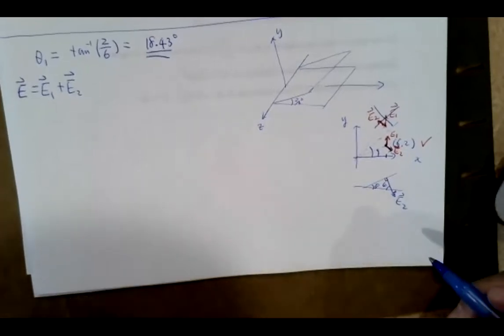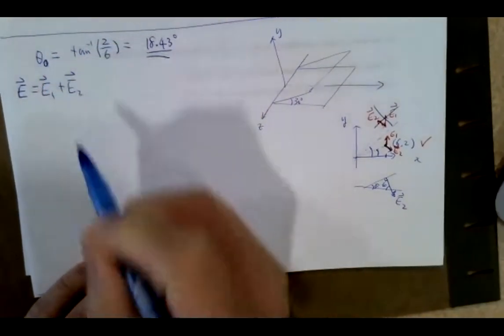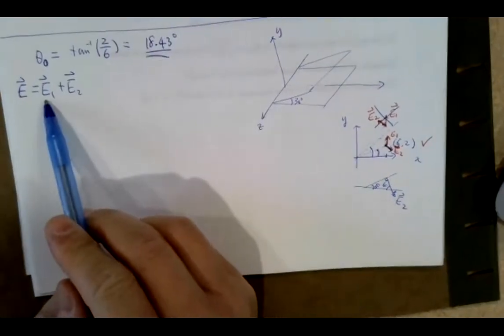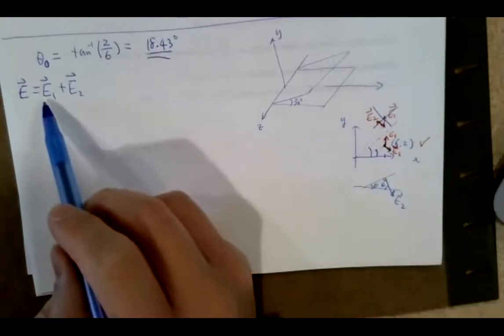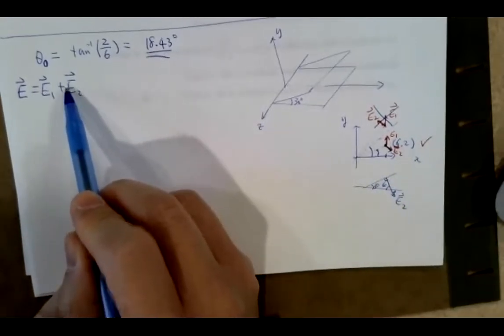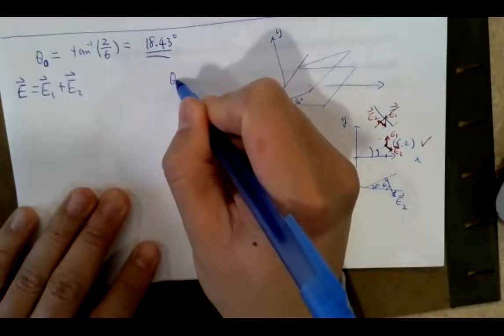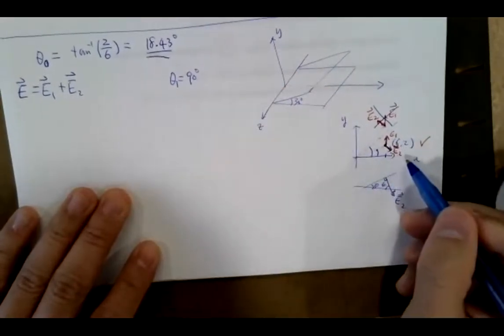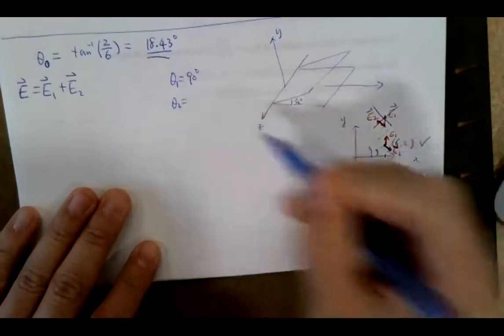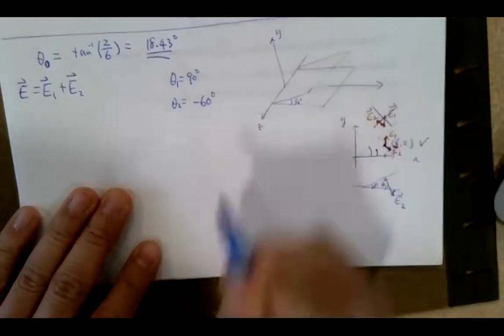Or maybe I should call this sigma 0. So then I can assign sigma 1 and theta 1 to E1, and sigma 2 and theta 2 to E2. Theta 1 is 90 degrees, the angle E1 makes with the positive X. Theta 2, in this case, is below, so negative 60.